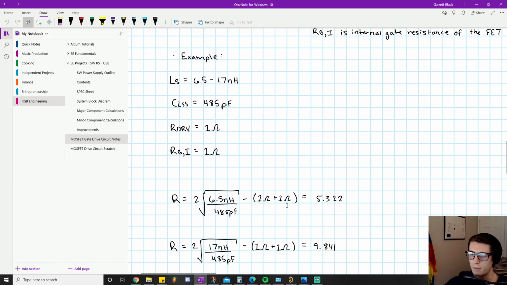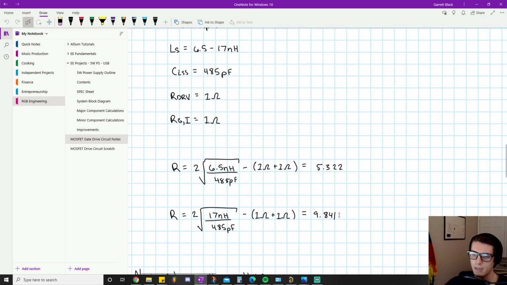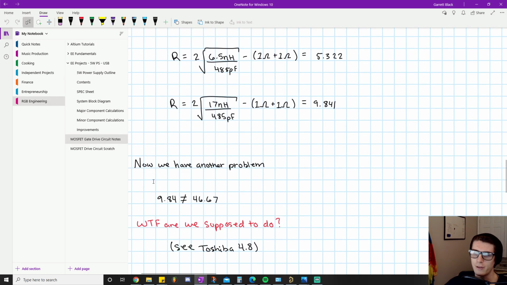So in our example, when we plug in the numbers, using the lower bound for our source inductance, we get 5.322 ohms, and using the upper bound, we get 9.841 ohms. So by now, if you're extremely brilliant, you might be panicking just a little bit. And why might you be panicking? Well, it's because you know math, and you know that 9.84 does not equal 46.6. So what are we supposed to do?